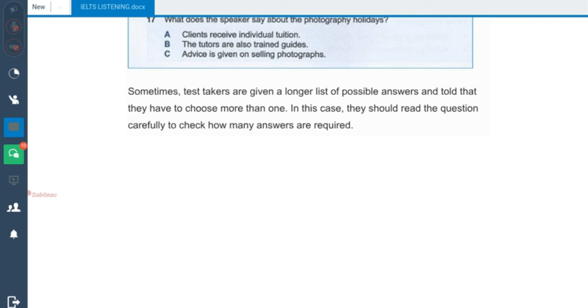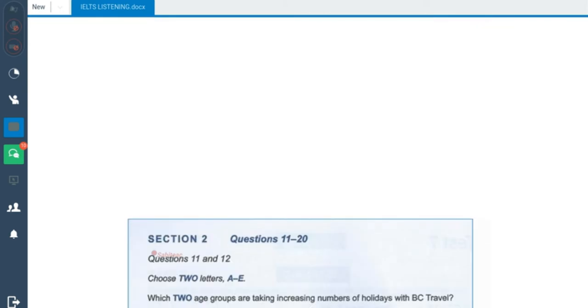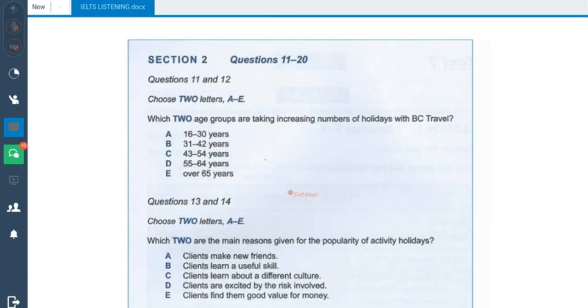Now, let me show you an example of multiple choice questions in which you are required to choose more than one answer, specifically 2 answers. All right, I'm going to show you some examples on the screen there. The instruction says choose 2 letters.